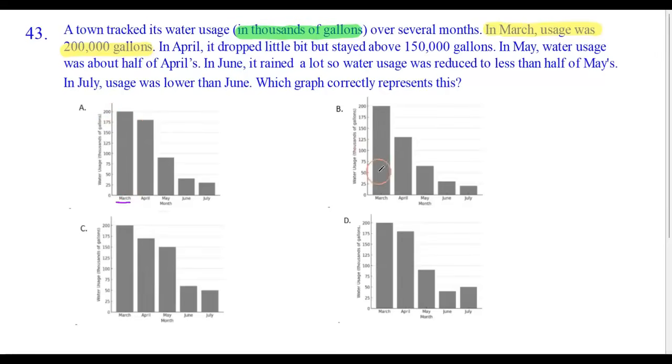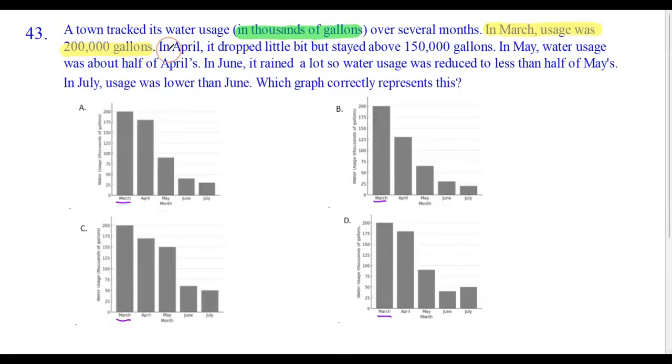What about B? Can I eliminate B? I go to March again. I go to the top. It's at 200,000. Same with C. It appears to be at 200,000. Same with D. Appears to be at 200,000. So I can't eliminate anything at this point.